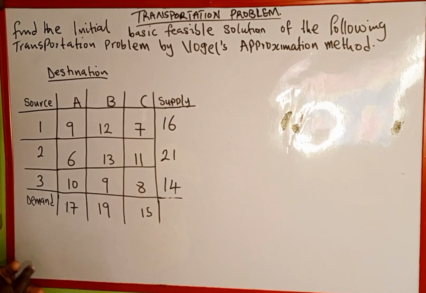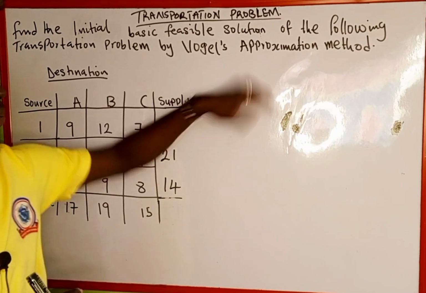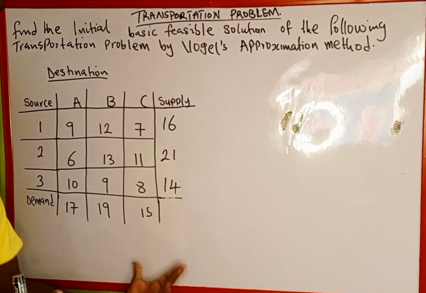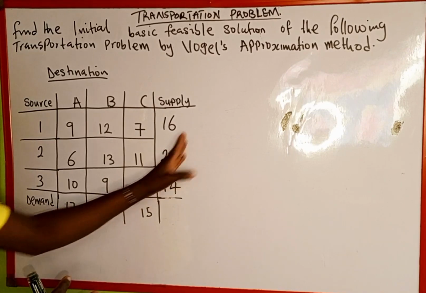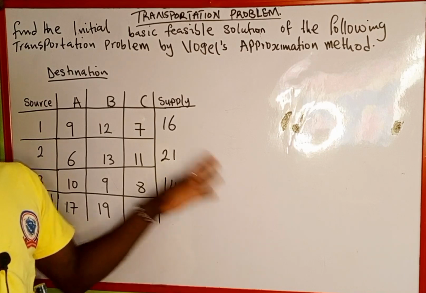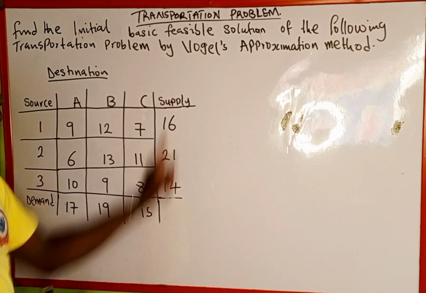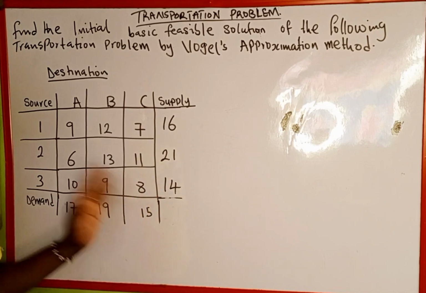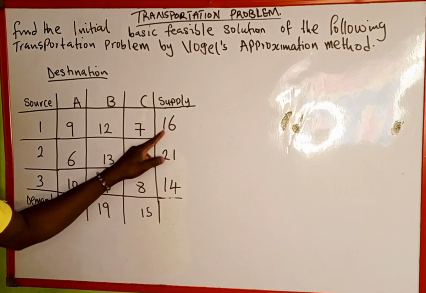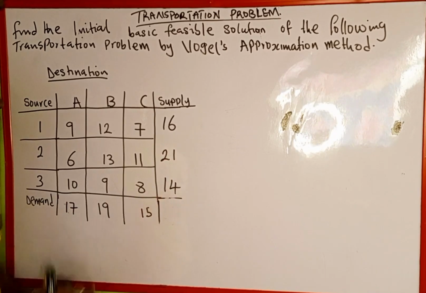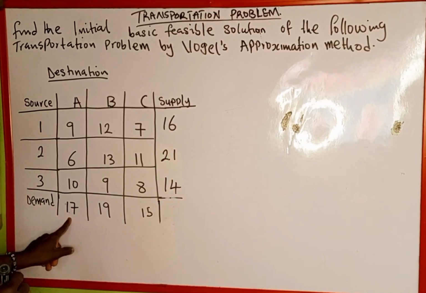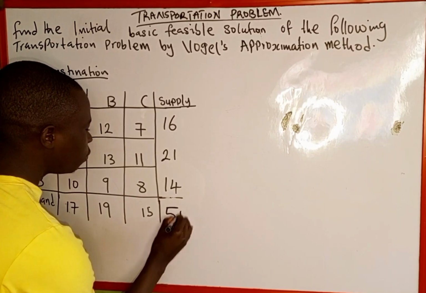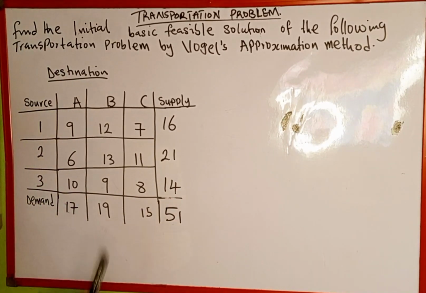Before we can go further to solve this problem using Vogel approximation method, the first thing we are going to check is whether this problem is balanced or unbalanced. If the summation of the supply is equal to the summation of the demand, we say that the problem is a balanced problem. Now let's check. 16 plus 21 plus 14 is going to give us 51. Then 17 plus 19 plus 15 is going to give us 51. So therefore, we say that this problem is a balanced problem.